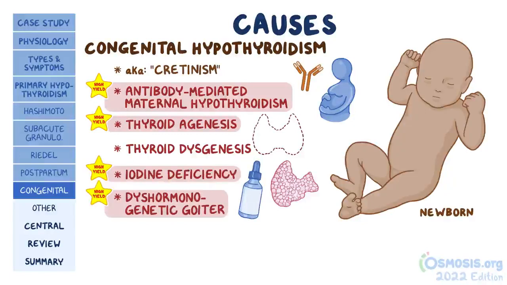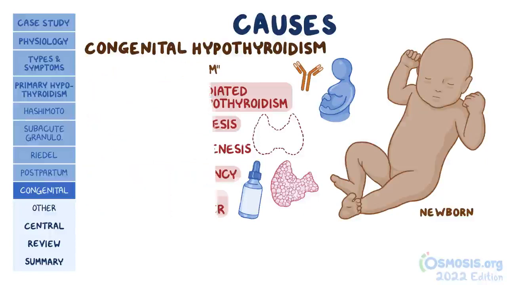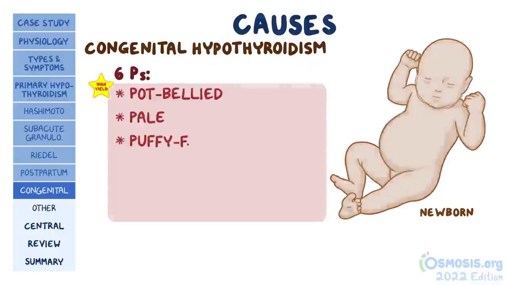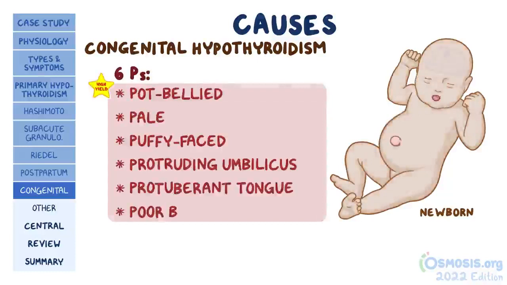Remember that some of the mother's thyroid hormones are passed on to the baby, so symptoms will only manifest after these hormones are gone. These include the 6 Ps: pot-bellied, pale, puffy-faced, protruding umbilicus, protuberant tongue, and poor brain development.